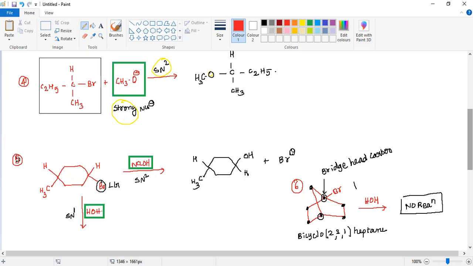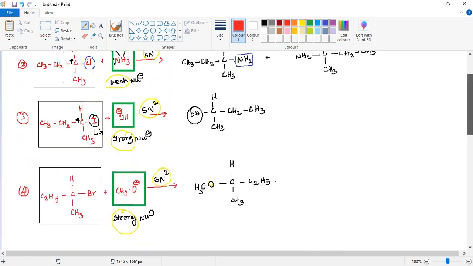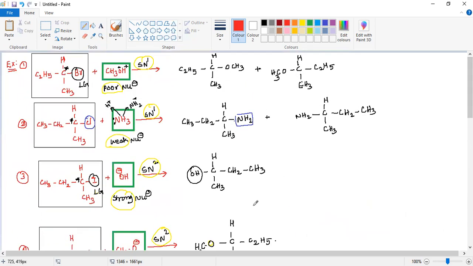So this is the end of SN1. Actually, I thought to explain the differences between SN1 and SN2 in this part only, but it has become very lengthy, I think. So that's why let us stop this part.